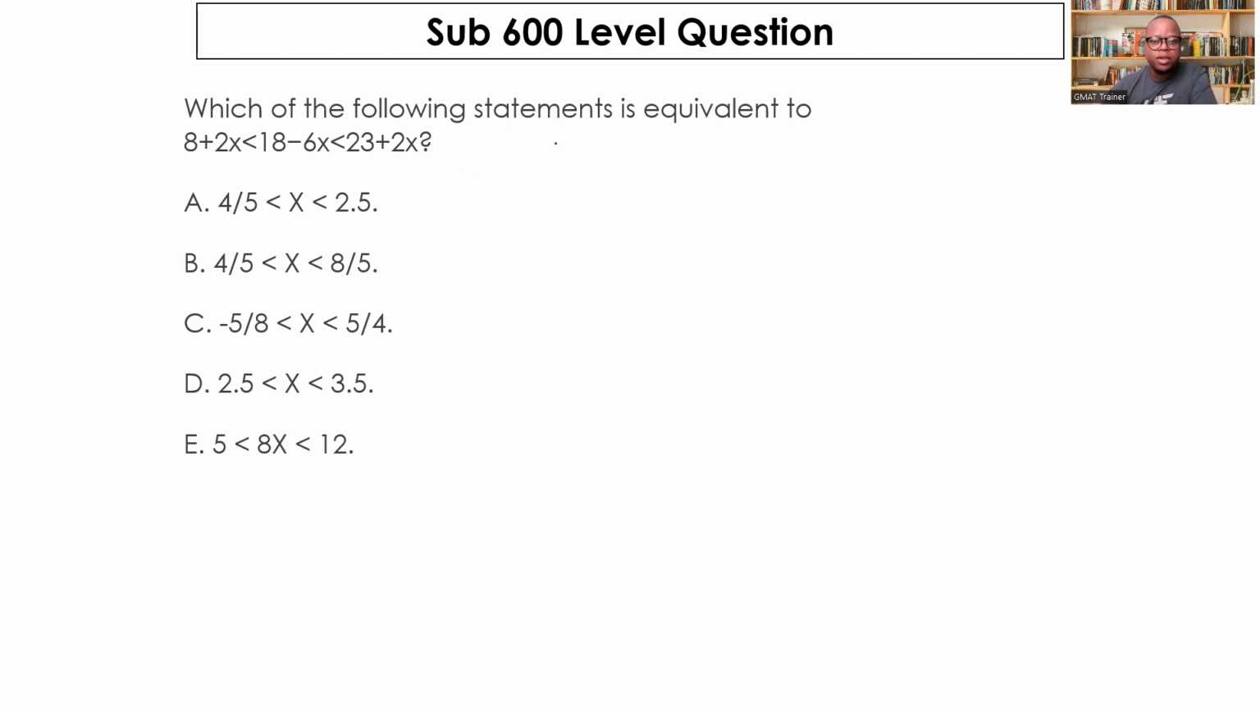So let's look at, for instance, this first question and see how that knowledge is applicable. Which of the following statements is equivalent to 8 plus 2x, which is less than 18 minus 6x, which is less than 23 plus 2x? So which of the following is equivalent?